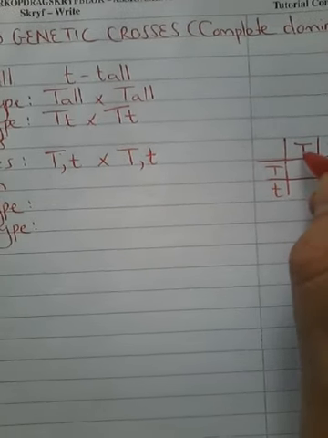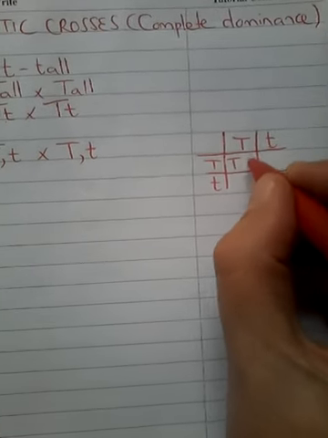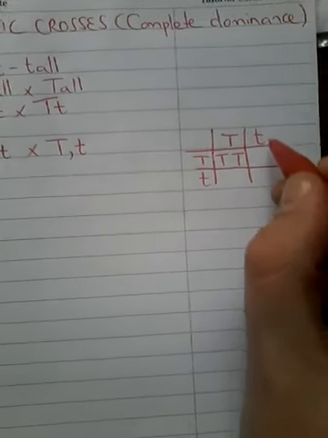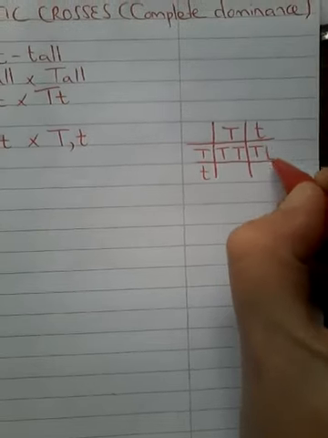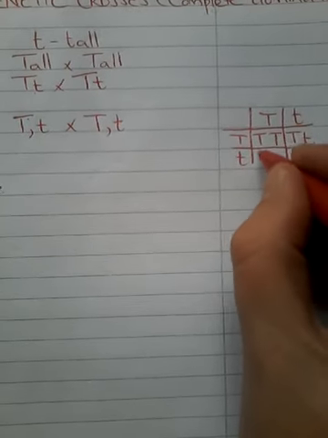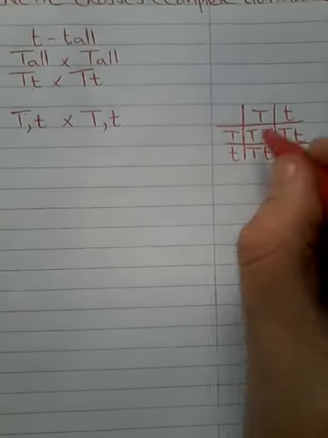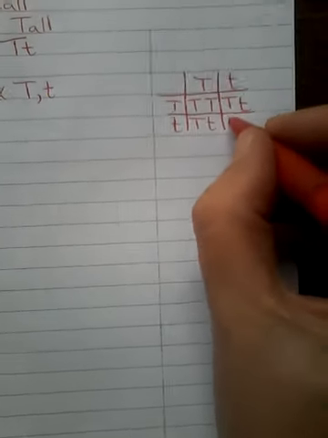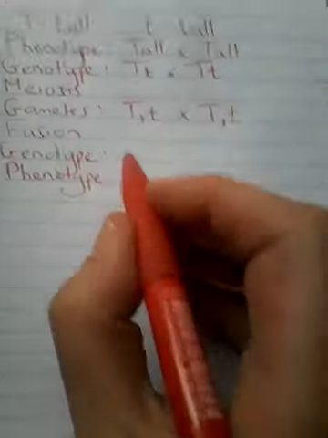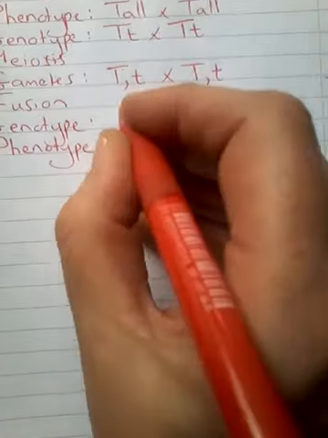And then we cross. This first square will be 2 capital T's. This square will be that capital T with that small t. The capital letters always come first. This square will be capital letter first, small letter. This square will be these two together. It doesn't matter which one comes first, they are both the same. Fusion we leave open. Genotype, we're now going to write down the results over here.